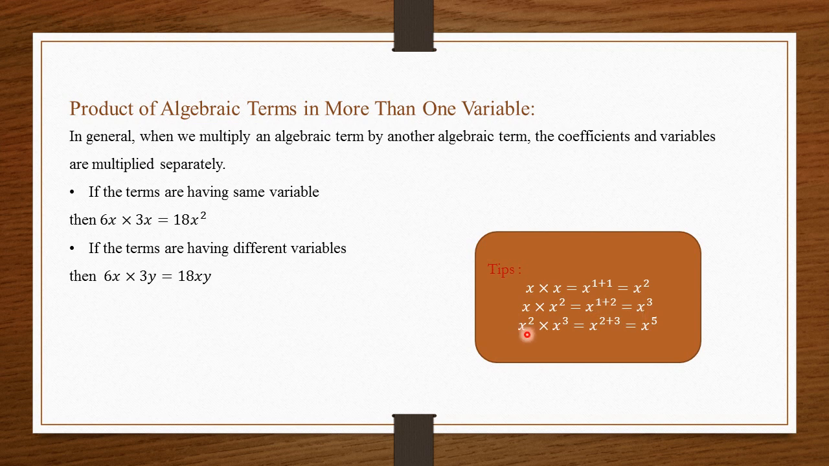Same case here, x square into x cube, you add their powers. 2 plus 3 becomes x to the power 5. So these are some useful tips on how to multiply the same variable with different powers.